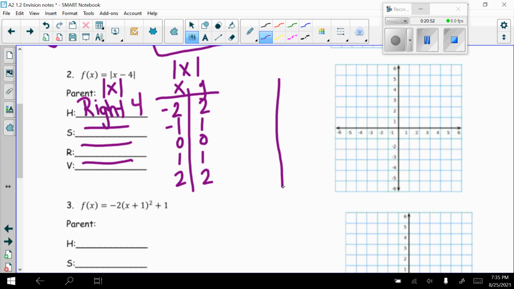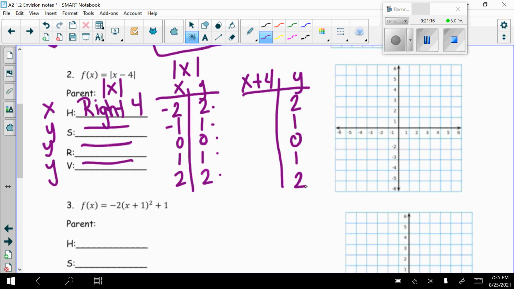Now I make my new xy table. Remember, h is x, everything else is y. I had a right 4, so what I put in my xy table is the opposite of what was inside here. So x plus 4. My y's are all going to stay the same. So all of these y values stay the same. So now I'm going to have a 2, a 1, a 0, a 1, and a 2. I take each of these x values and I add 4.